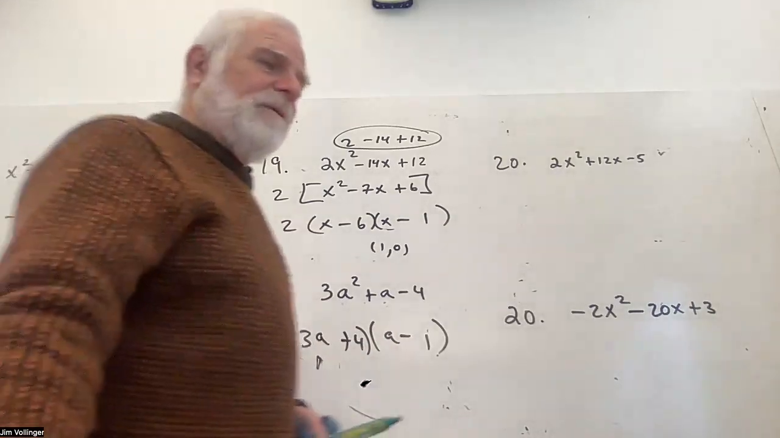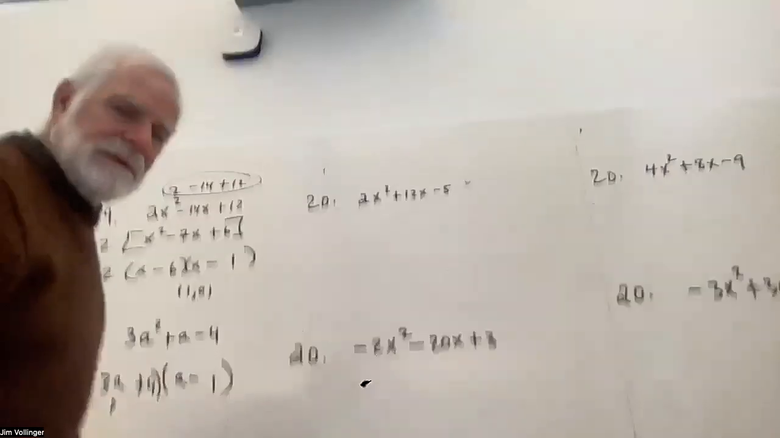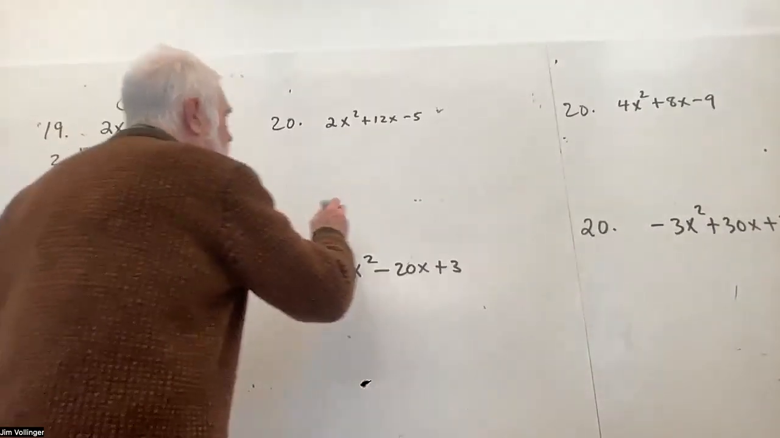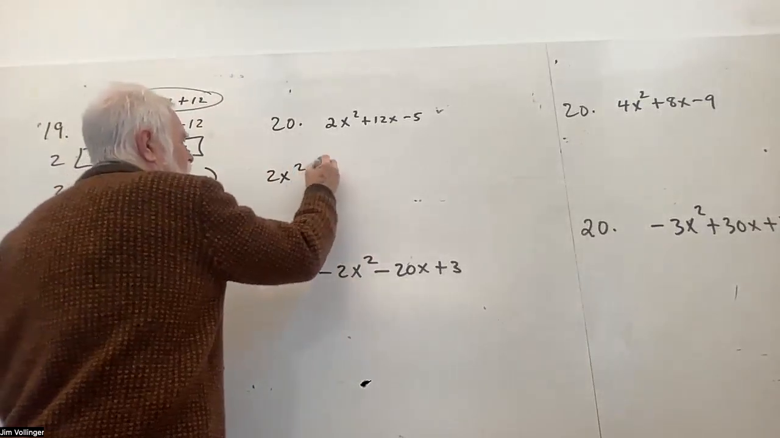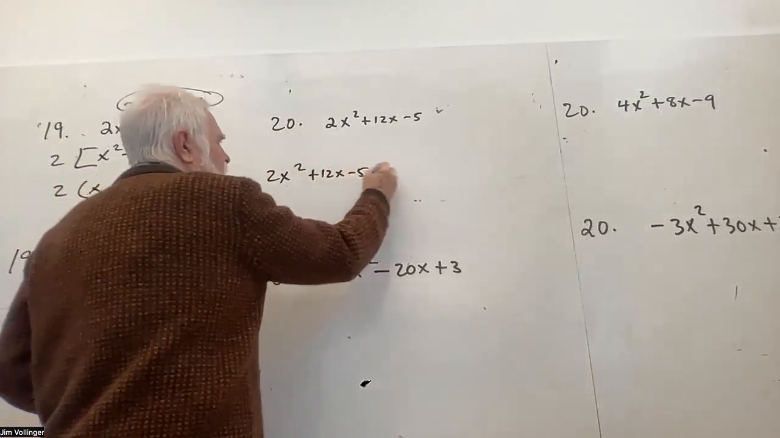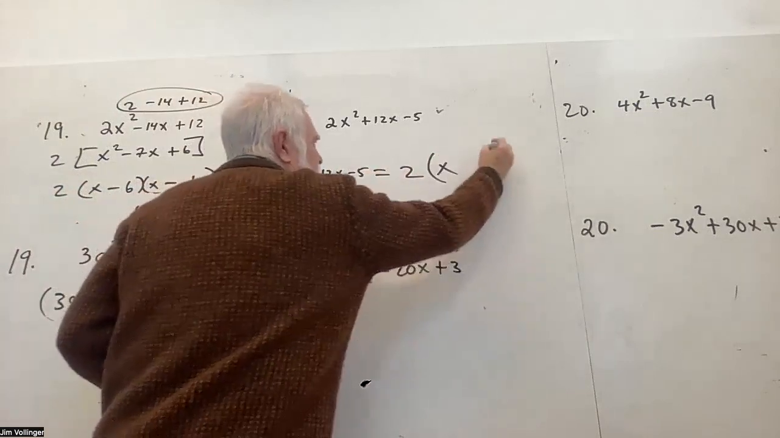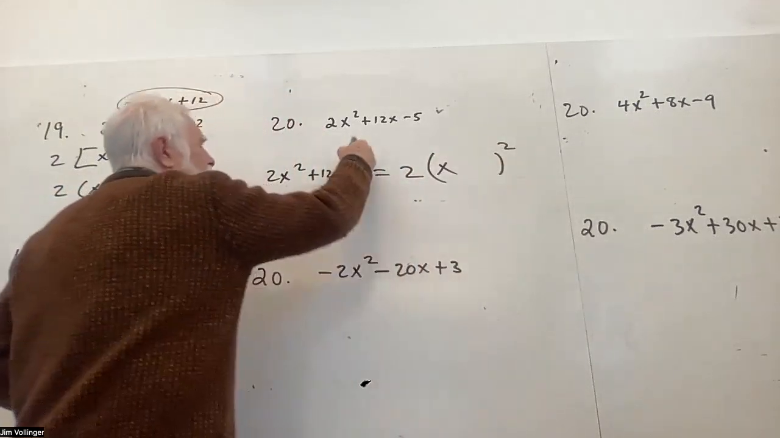All right, graphing form for a quadratic. It's not hard. All you've got to do is find the vertex. You're already given the a term. So another way of writing 2x squared plus 12x minus 5 is to display the vertex. So how do we get that?